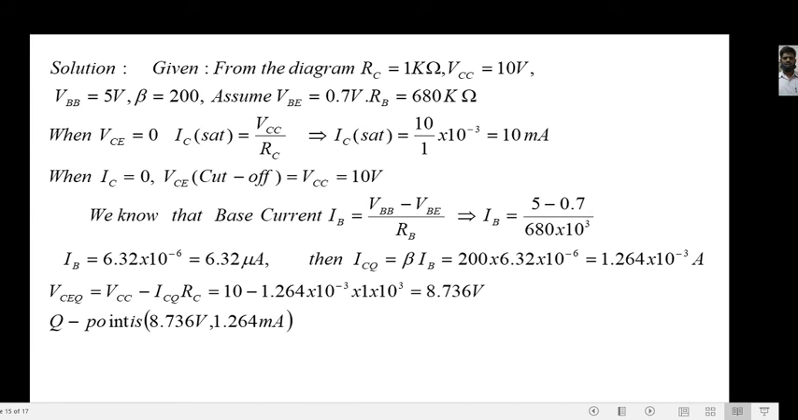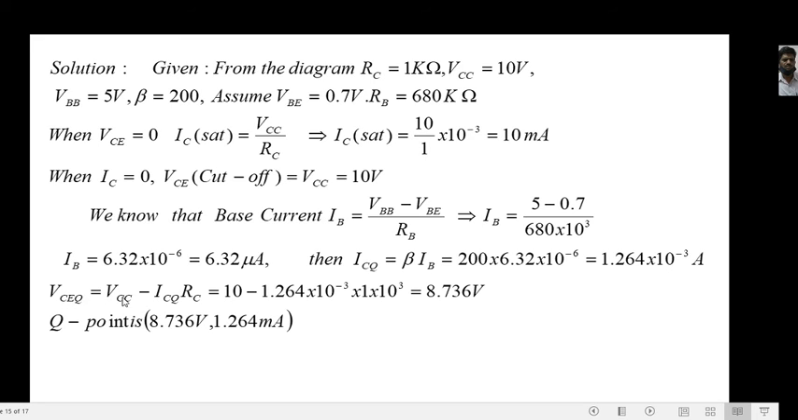We know that base current IB is equal to VBB minus VBE divided by RB. IB is equal to 5 minus 0.7 divided by 680 into 10 power 3. IB is equal to 6.32 into 10 power minus 6, that is equal to 6.32 microampere. Then ICQ is equal to beta IB, 200 into 6.32 into 10 power minus 6, that is equal to 1.264 into 10 power minus 3 ampere.